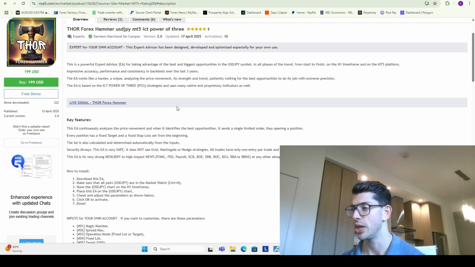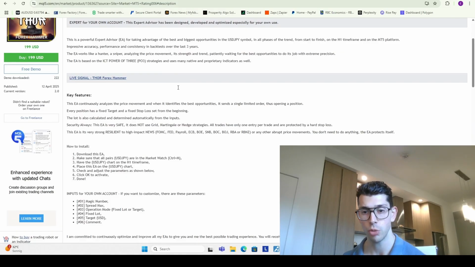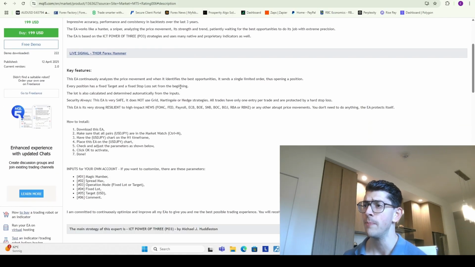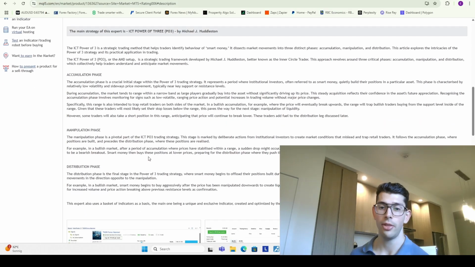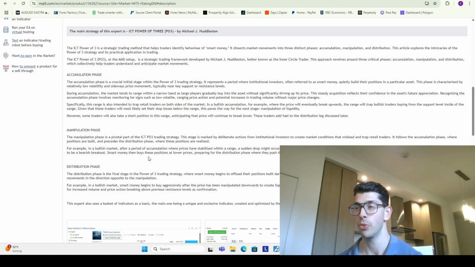This one trades the USD yen, the dollar yen, and it uses the Power of 3 strategy, which I believe is based on the accumulation, manipulation, distribution phases. If you guys are not familiar with accumulation, manipulation, and distribution, this originated in Wyckoff theory, and they're really very much the godfathers of technical analysis. And it makes a lot of sense, right? It's rooted in supply and demand.